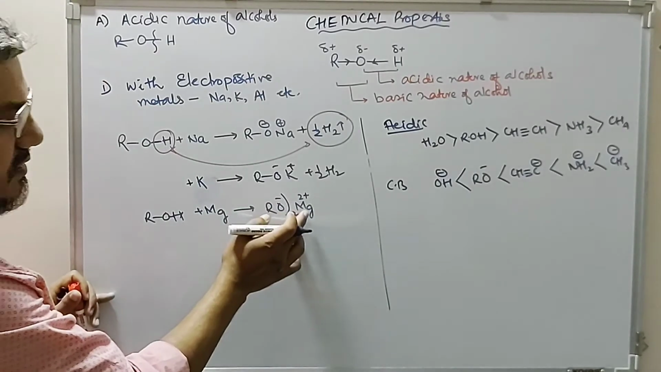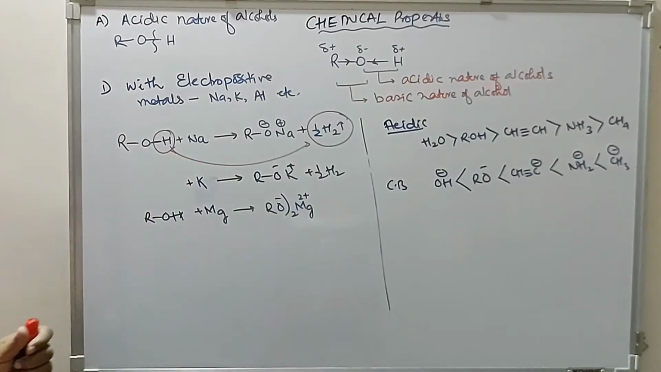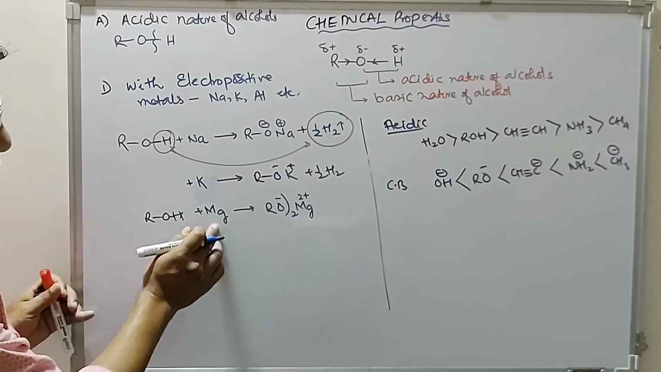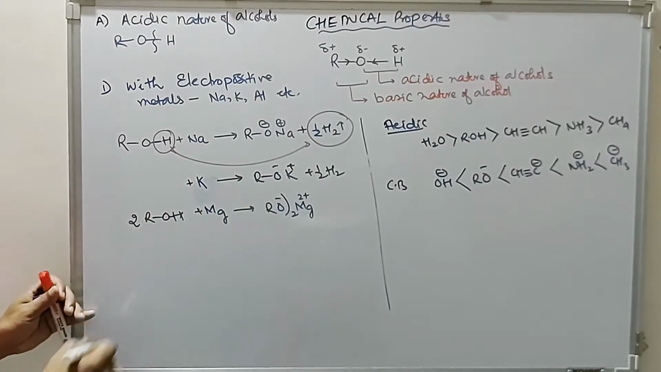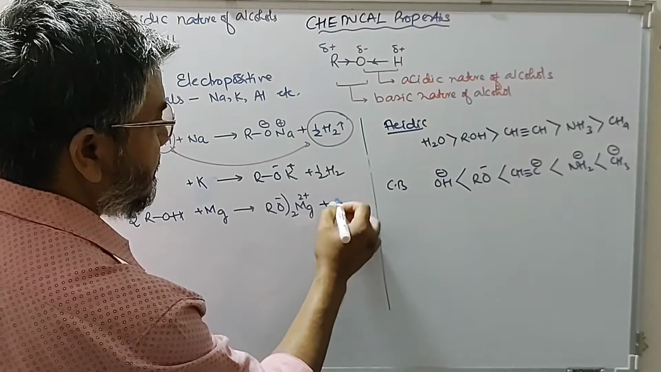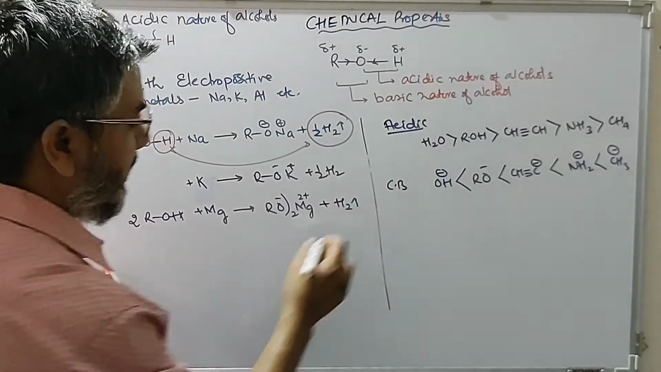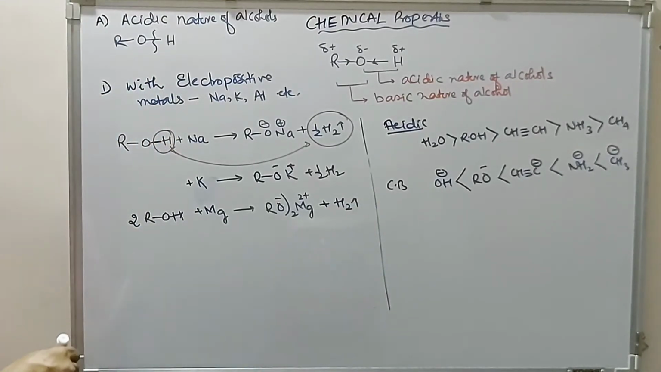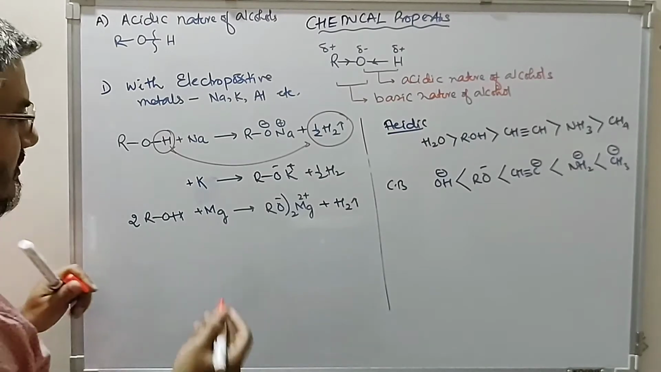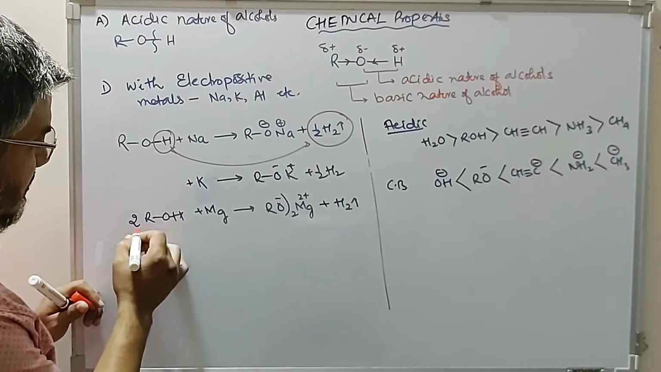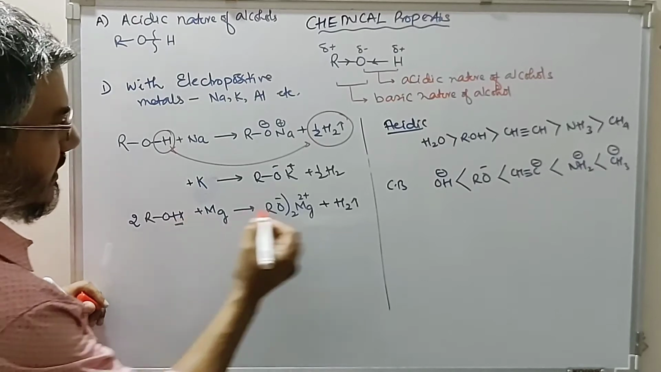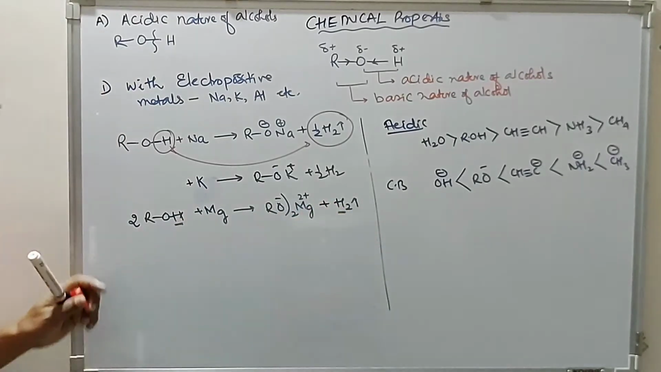So the valency of magnesium, the electrovalency, being 2, this 1 mole of magnesium must react with 2 moles of alcohol, and this gives rise to 1 mole of hydrogen. Here the electrovalency changes, so 2 moles reacting means there are 2 moles of acidic hydrogen, which gives rise to 1 mole of hydrogen.